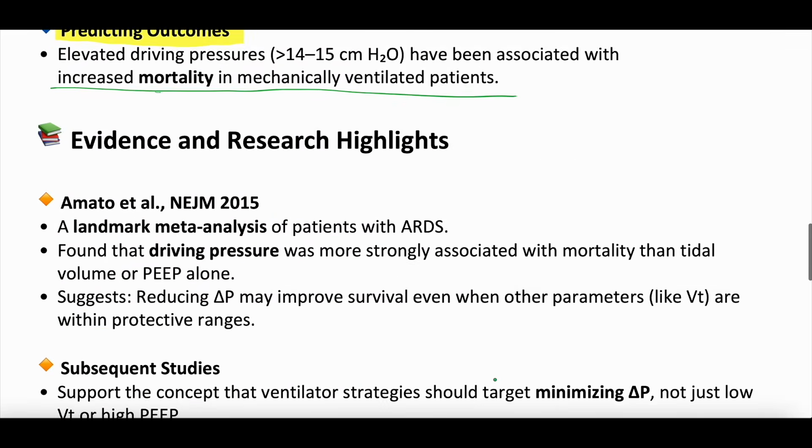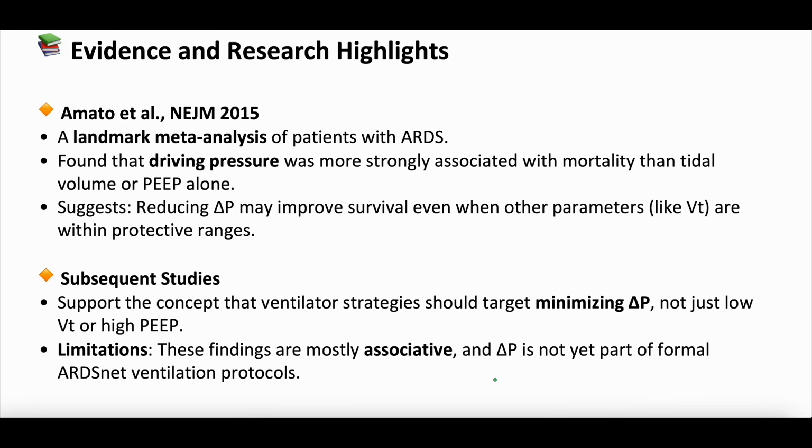So if you were to think a little bit about the evidence, this is just as of this video recording, there's certainly other evidence out there, but in 2015 New England Journal of Medicine, there was a landmark meta-analysis of patients with ARDS, and this is when driving pressure kind of came more so into the forefront. And it found that driving pressure was more strongly associated with mortality than even tidal volumes or PEEPs. So it suggests that reducing the driving pressure may improve survival in these patients with ARDS.